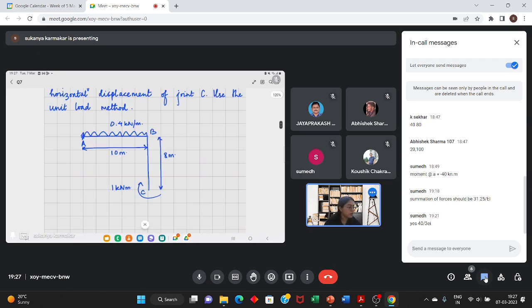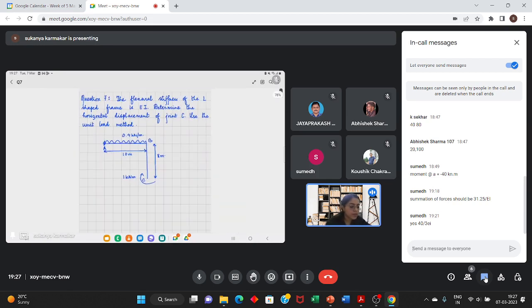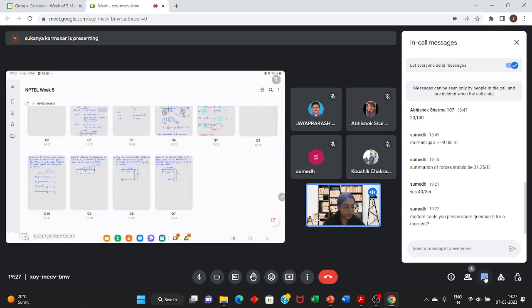Now in this question, it is given that the flexural stiffness of this L-shaped frame is EI, and you have to determine the horizontal displacement of the joint C, and here you will have to use the unit load method. So in unit load method, here question number 5.